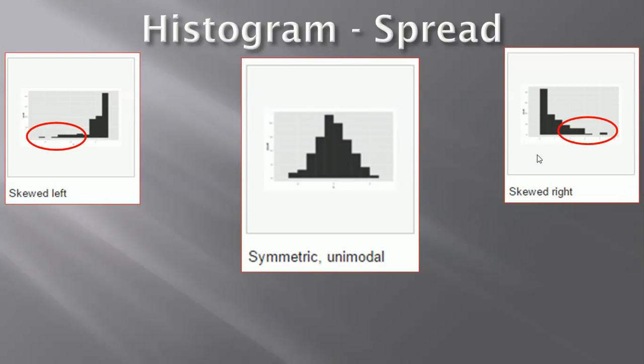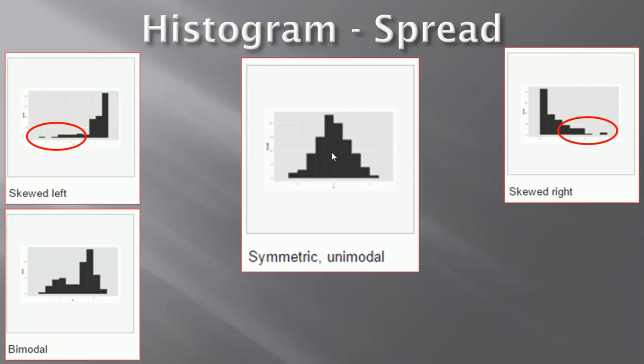This is a normal symmetric histogram, or unimodal, because there would be only one mode. You'll understand more about how many modes can be there, right? You see here is an example of a bimodal graph.